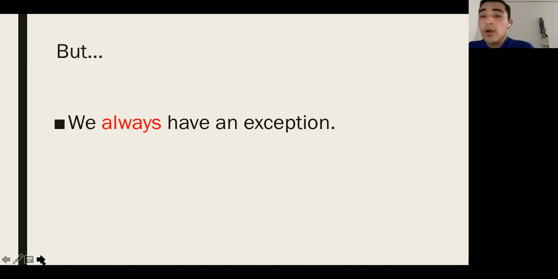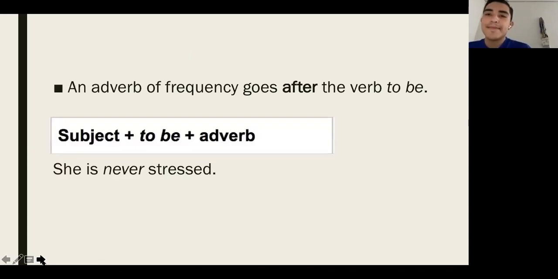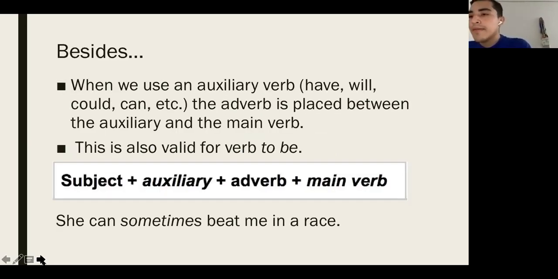But we always have an exception. An adverb of frequency could go after the verb to be. This means that you can use subject, verb to be, and adverb. That is, she is never stressed. She is always in that thing. Okay. All right. Perfect. And Pepe?